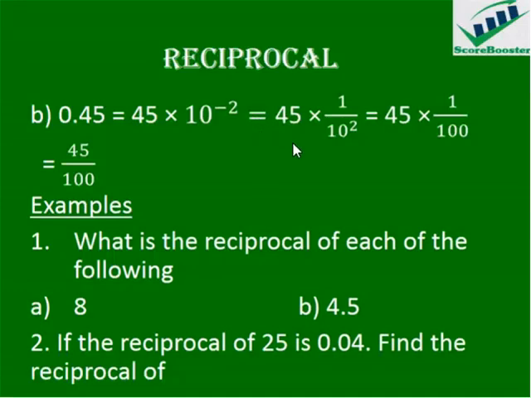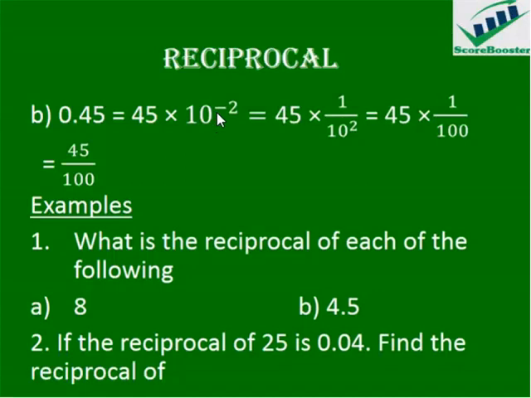1 over 10 raised to the power n, which is the same thing you are going to apply here. 10 raised to the power minus n equals 1 over 10 raised to the power n. So 10 raised to the power minus 2 will be what? 1 over 10 raised to the power 2. This is what this statement changes to.